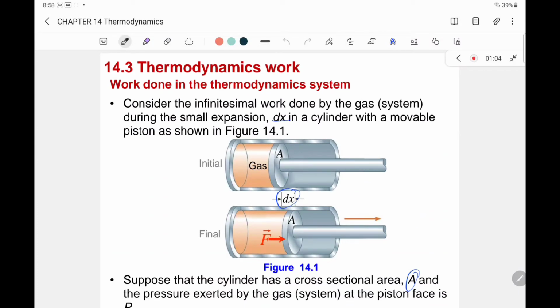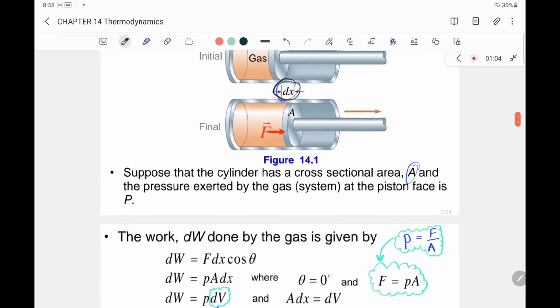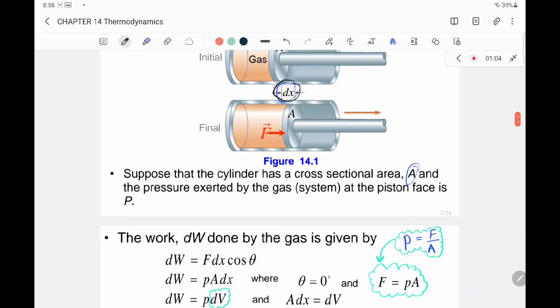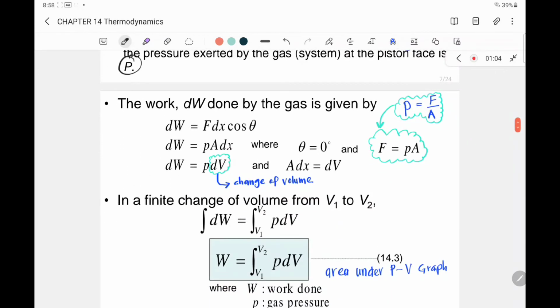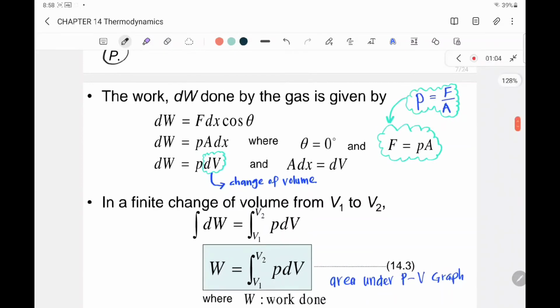Consider the infinitesimal work done by the gas system during the small expansion dx in a cylinder with a movable piston as shown in figure 14.1. Suppose that the cylinder has a cross-sectional area A and the pressure exerted by the gas system at the piston face is P. The work done dW by the gas is given by dW is equal to F dx cos theta.